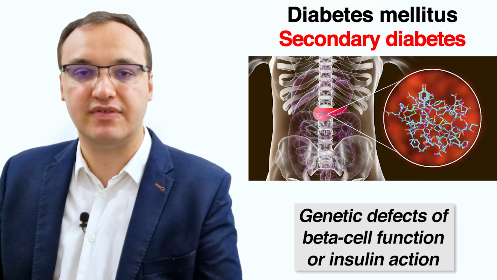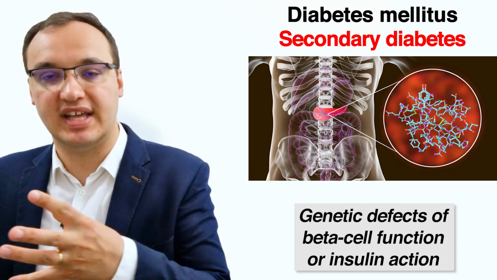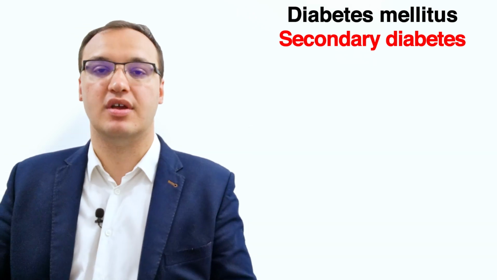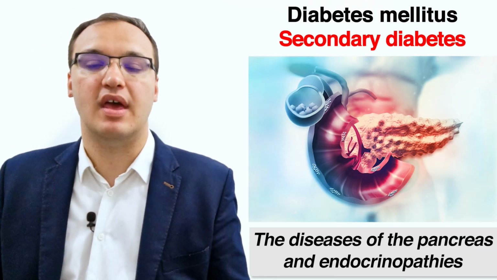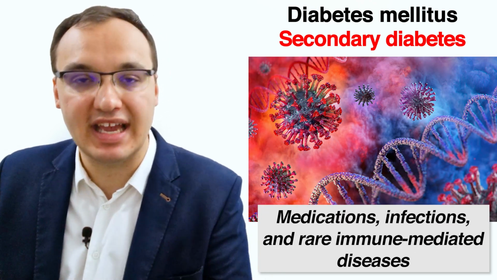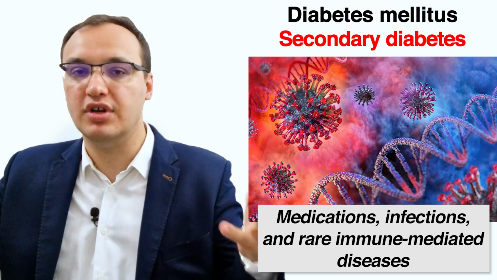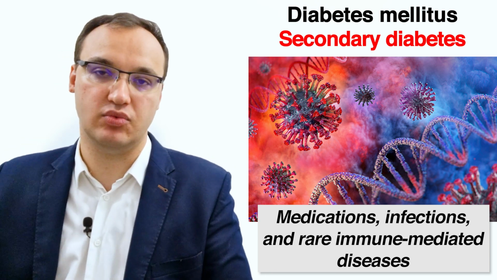Also, the specific types of diabetes are caused by genetic defects of beta cell function, genetic defects in insulin action, diseases of the pancreas, endocrinopathies or hormone disorders, and the effects of medications, infections, rare immune-mediated diabetes, and other genetic syndromes sometimes associated with diabetes.